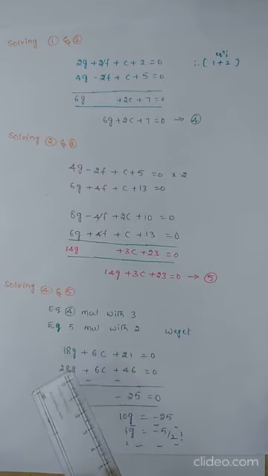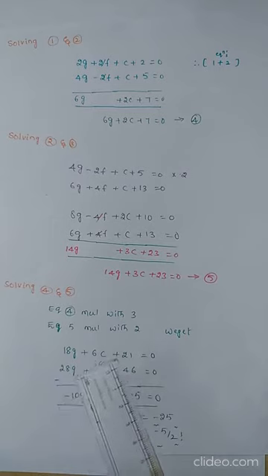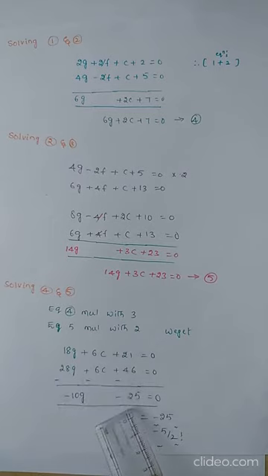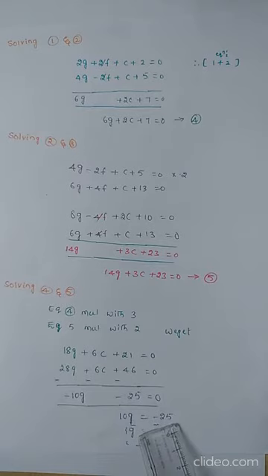So 28 minus 18 means minus 10g, plus 6c minus 6c is cancelled. Plus 21 minus 46 is minus 25, equals 0. Therefore 10g equals, that side goes to minus 25. Therefore, 5 2s are 10, 5 5s are 25, so g is equal to minus 5 by 2. We find out the value of g.